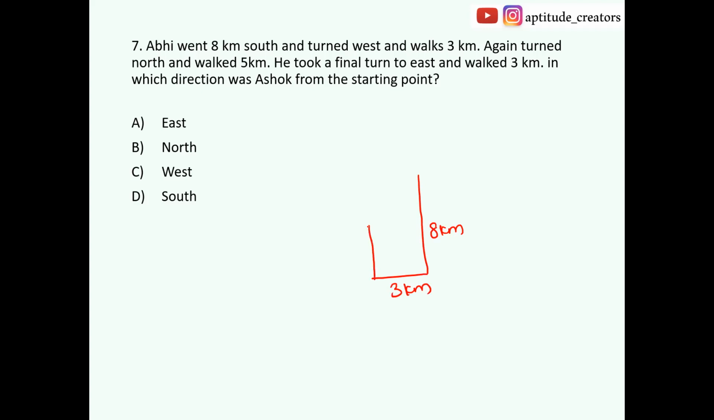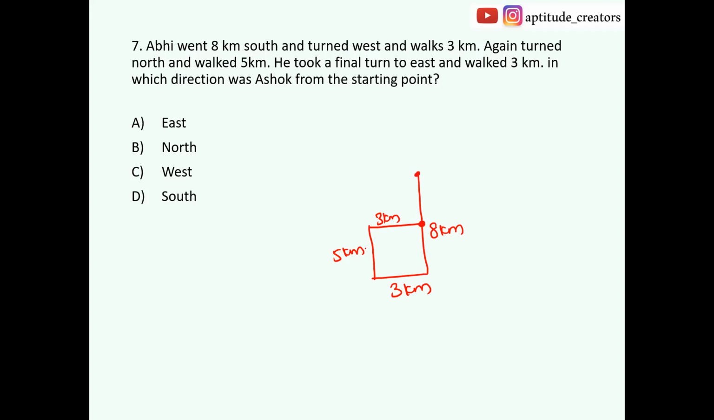He walked 5 kilometers. He took a final turn to east and walked 3 kilometers. In which direction was Ashok from the starting point? This is the starting point and this is the ending point.